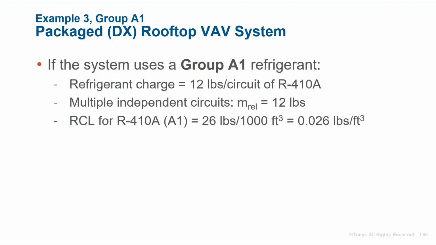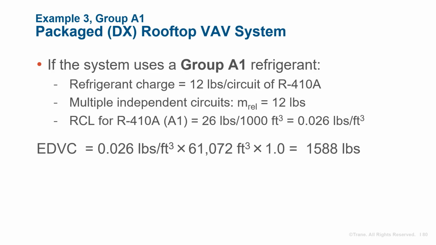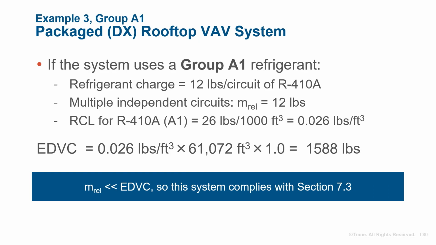Again, let's start with an A1 refrigerant. The rooftop unit consists of 2 10-ton independent circuits, each of which contain 12 pounds of R410A. So the releasable refrigerant charge is 12 pounds. The effective dispersal volume, the EDVC, is calculated to be 1,588 pounds. As the releasable charge of 12 pounds is so much lower than this limit, the system complies with Section 7.3. This is pretty typical for package systems.